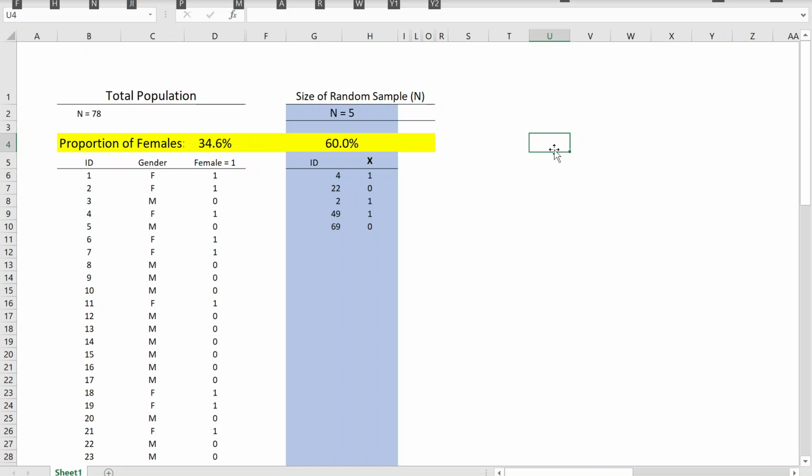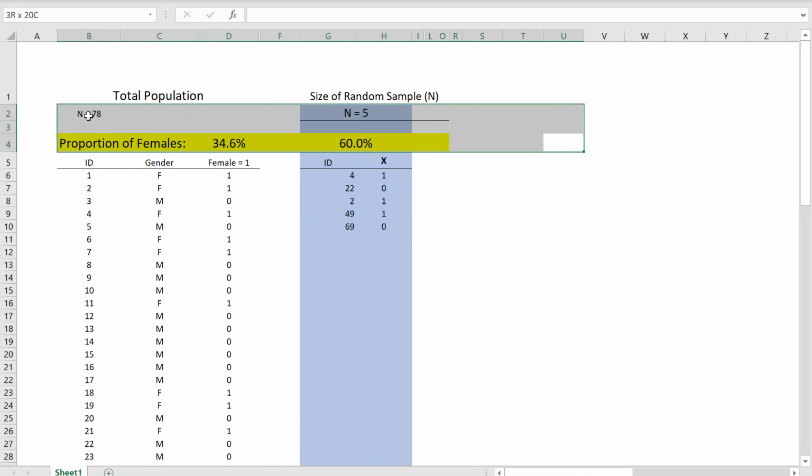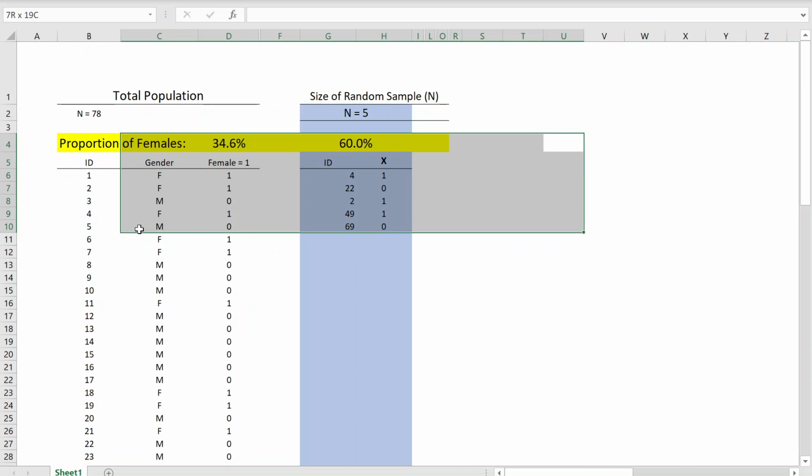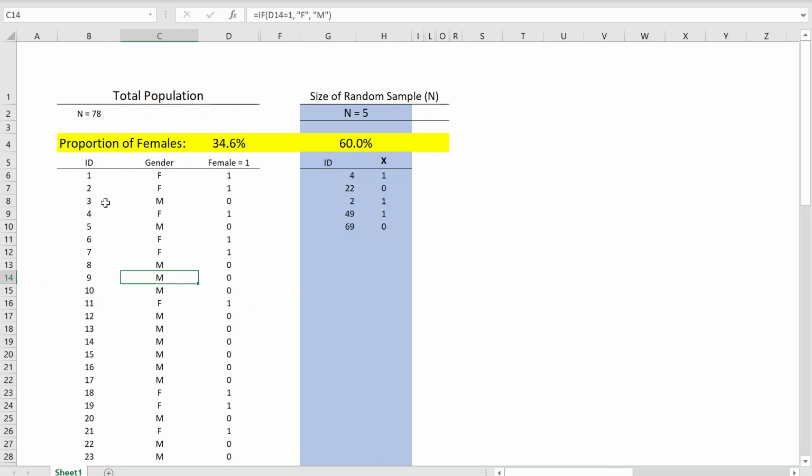Hi everybody, in this video I want to demonstrate the law of large numbers at work by choosing a random sample of individuals from an underlying population. Suppose we have a data set with a population of 78 people, n equals 78, and the proportion of females is 34%. If 1 is equal to female and 0 is equal to male, then out of this 78 person population, the proportion of females is 34%.